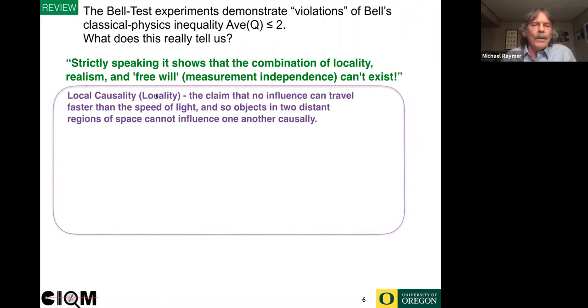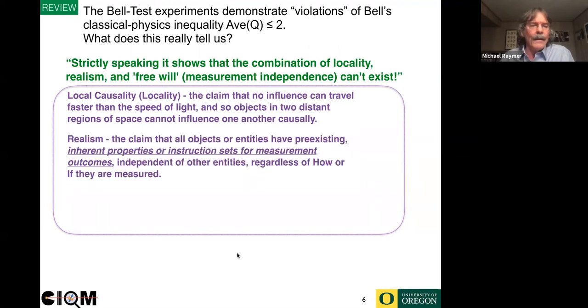And to remind you, locality is also called local causality. It's the claim that no influence can travel faster than the speed of light. Therefore, distant objects cannot influence each other causally, at least over very short time periods. So the experiments were done over very short time periods, like microseconds, and the objects in the laboratories were separated by kilometers.